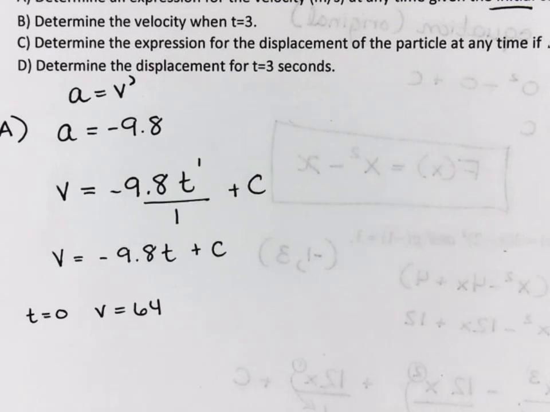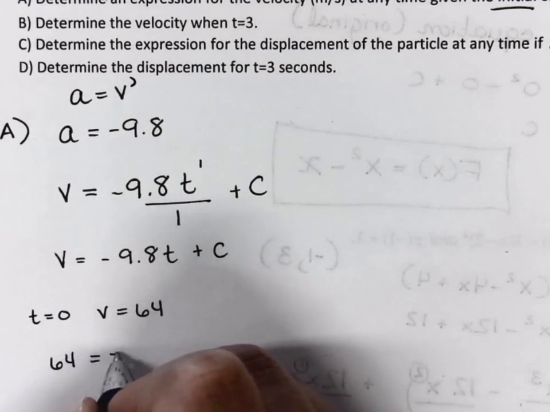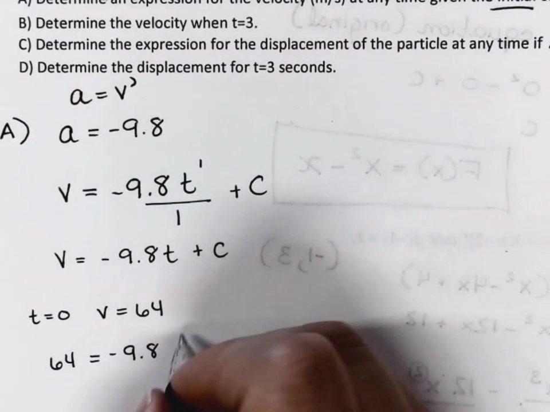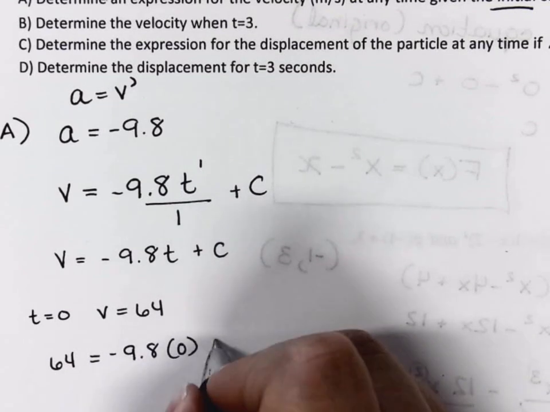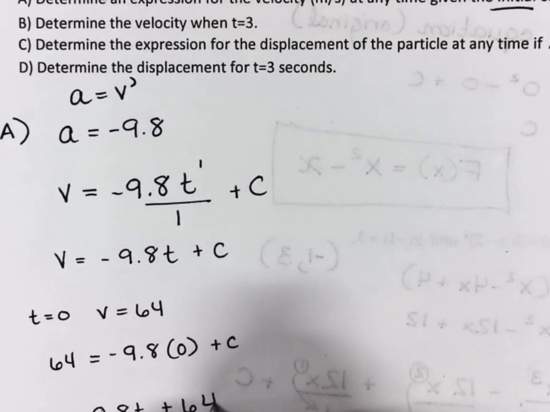Are you sure about that? Wait. I'm just messing with you. You're correct. That's good mental math. So I'm just going to put it into the equation just so we remember that we're substituting it into the equation that we just found. So the equation for velocity is going to be negative 9.8 t plus 64.